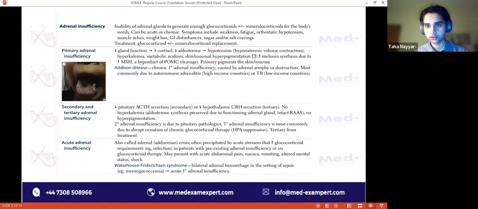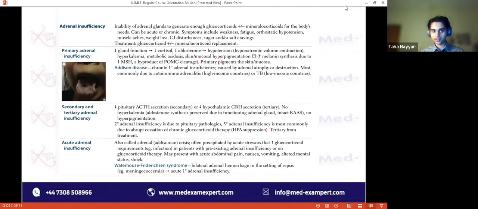Now we will quickly talk about this topic called adrenal insufficiency. Before talking about adrenal insufficiency, we'll quickly cover what the adrenal gland basically is and the basic pathology and physiology behind it. We know that the adrenal gland is a suprarenal gland. It consists of two parts, the adrenal cortex and the adrenal medulla. The medulla basically releases the catecholamines. We are not concerned with that part. We are concerned with the cortex.